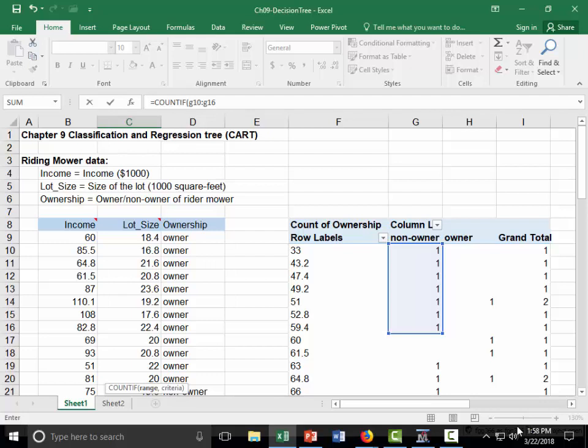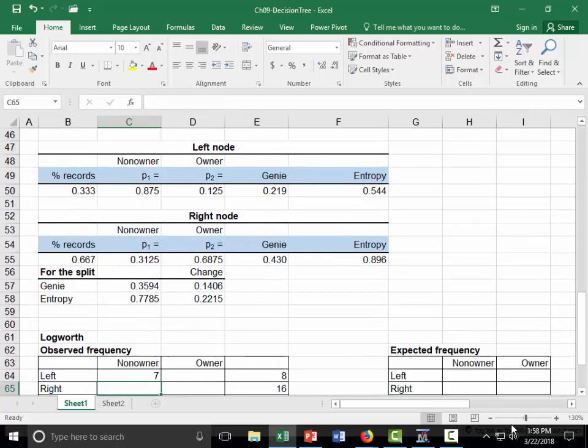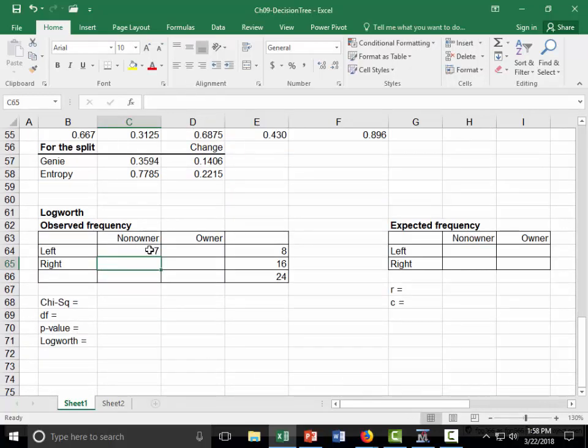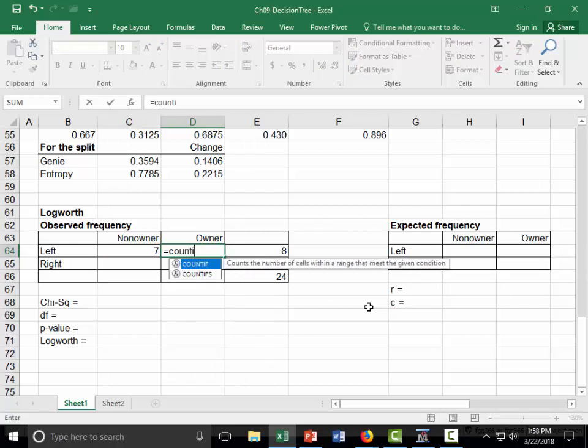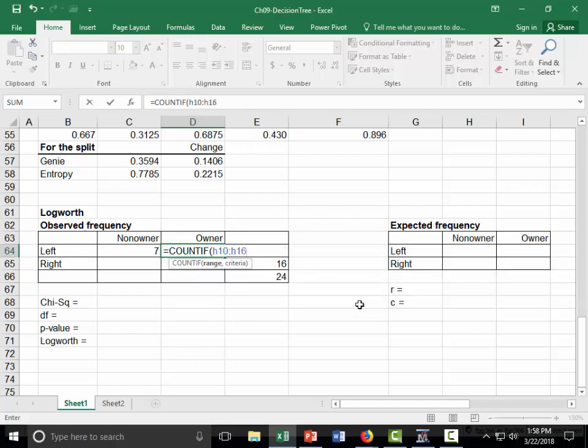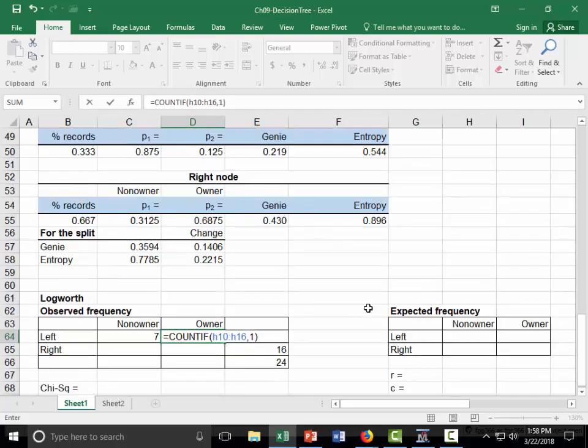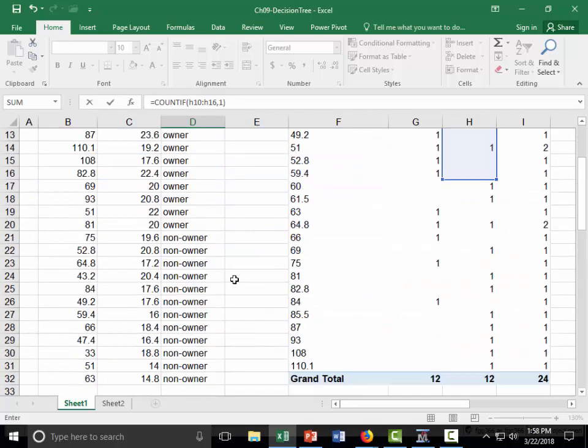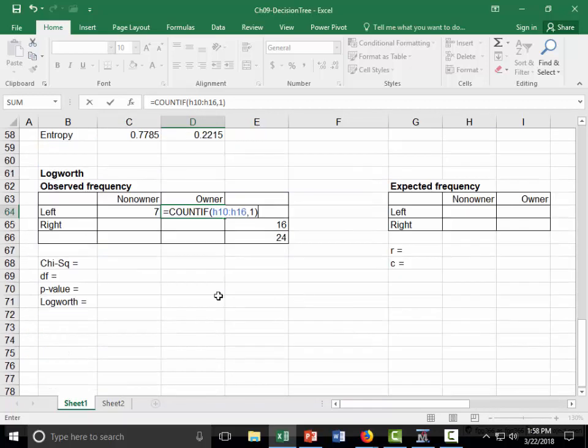We want to count how many ones there are in the non-owner column, and how many owners there are. Again, COUNTIF H10 through H16, and how many ones are there in that range. So that's for the left side node. Now that's 7 plus 1, 8, so that's good.